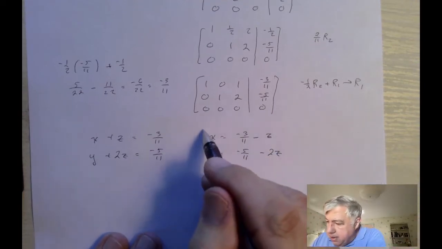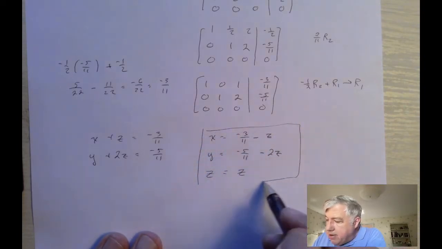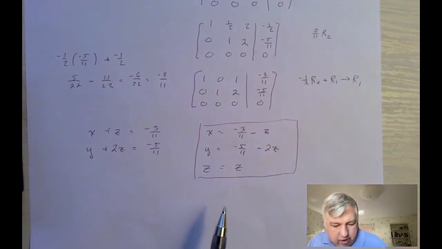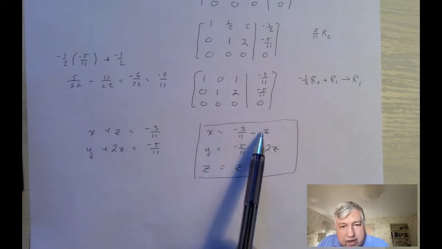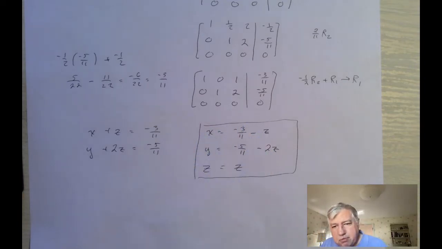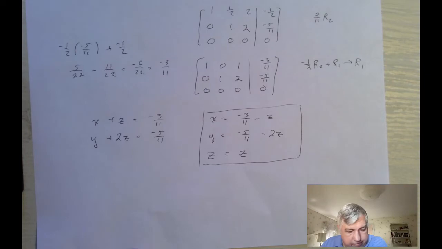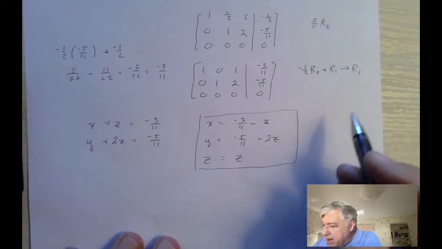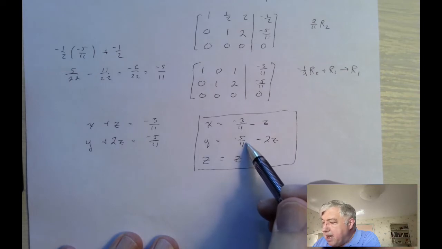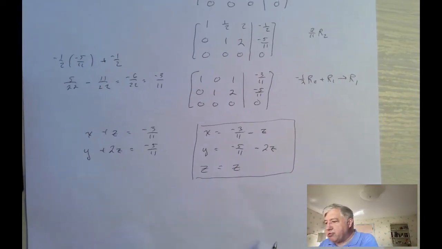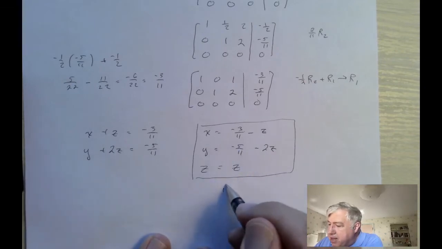Okay, and z is just going to be z. So what we have here is that we can let z be anything we want, any number we want. As long as x is computed this way and y is computed this way, we'll get a solution. For example, if you let z equal 0, you get negative 3/11, negative 5/11, 0. Okay, and that should work. But the important thing is we get infinitely many solutions.